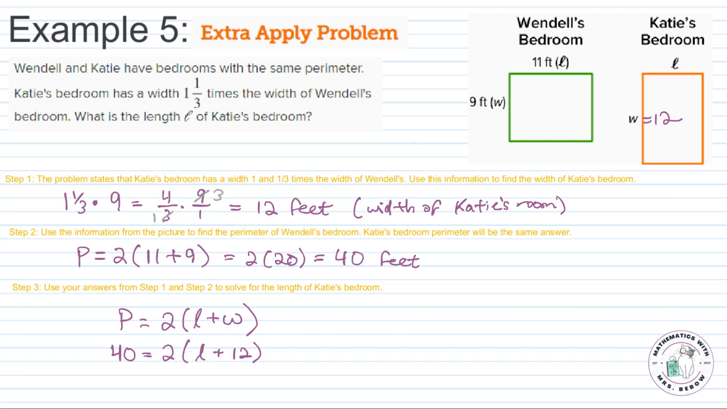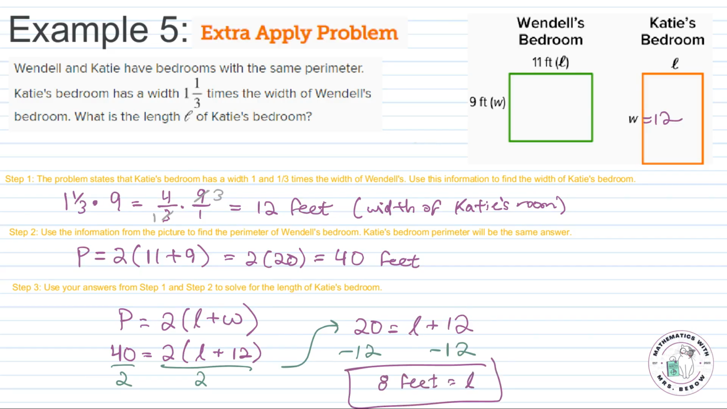So now to solve, we can either distribute. You could distribute the 2 to everything inside the parentheses, or we can just go through and divide both sides by 2, which is what I'm going to do here. So we'll have 20 equals L plus 12. We're going to subtract 12 from both sides as our final step, and we find out that the length of Katie's bedroom is 8 feet. And that's it for that question.